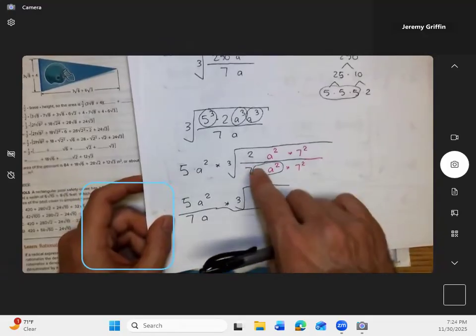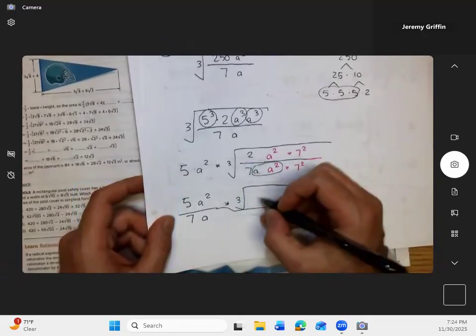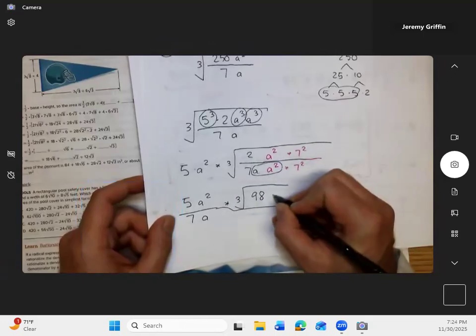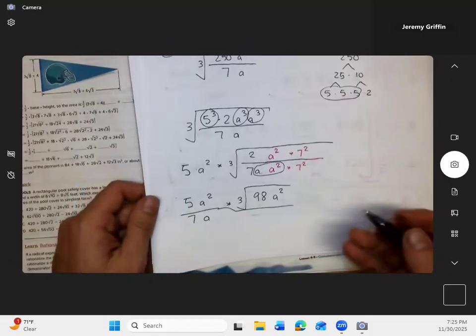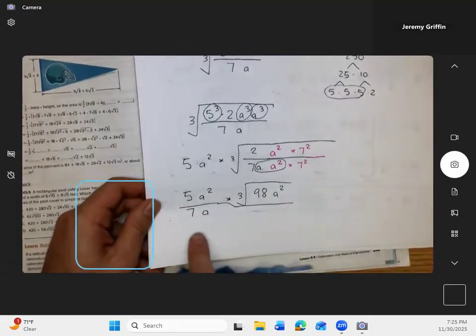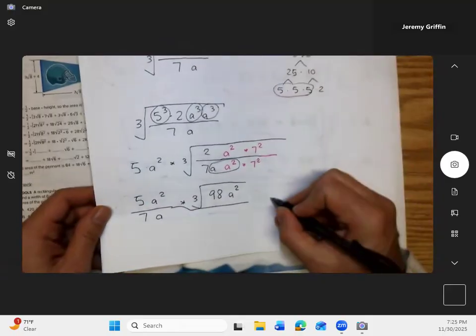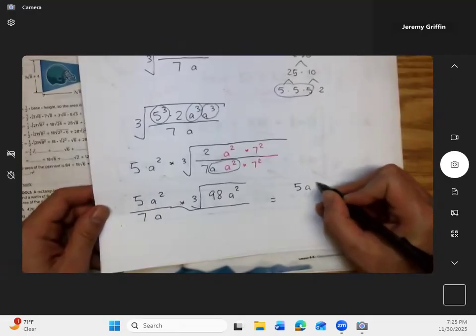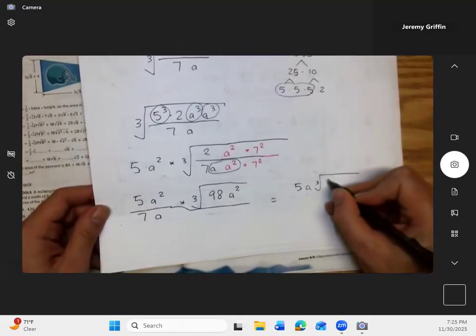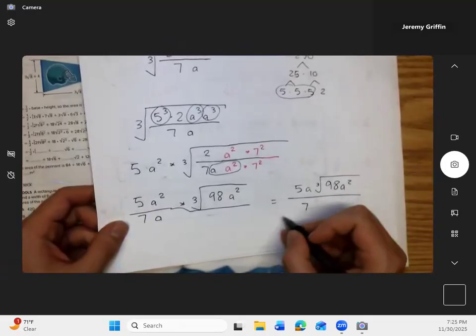I got, let's see, 7 squared is 49 times 2 is like 98. And then a squared, right? And none of that has any kind of cube root factor I can pull out. So, wait, there's one more thing I can do. A squared divided by a does not just leave you with a. So here, all right, in its final form, I have 5a times the cube root of 98a squared. That's all divided by 7. Think of it that way.